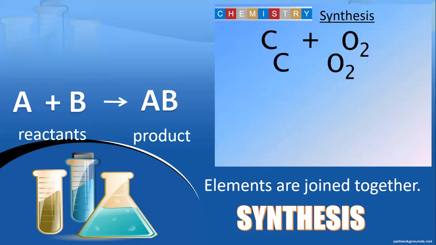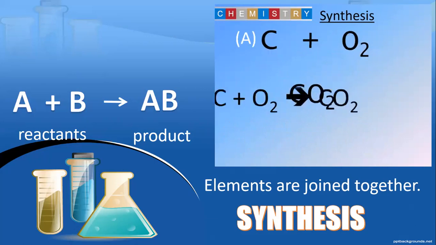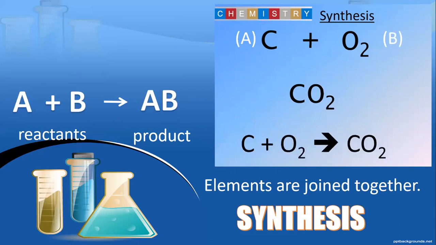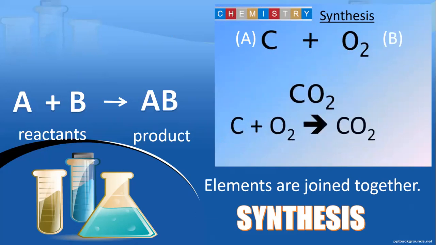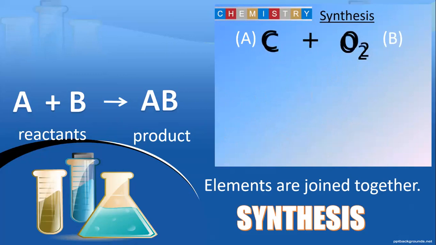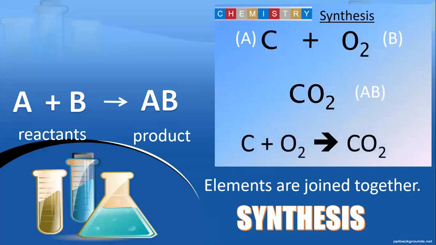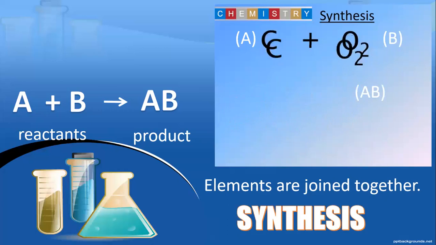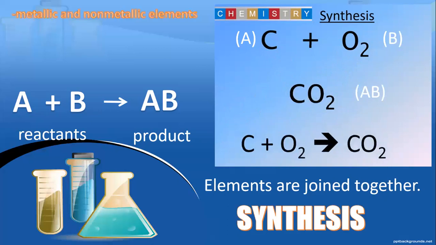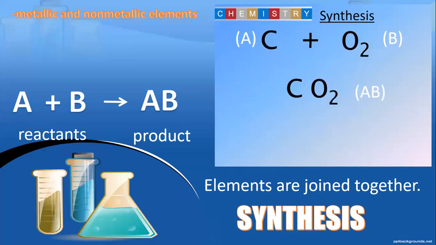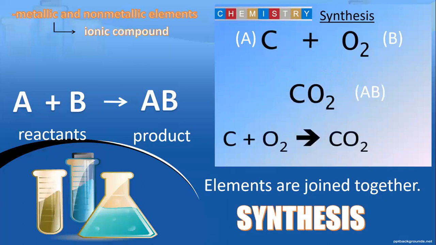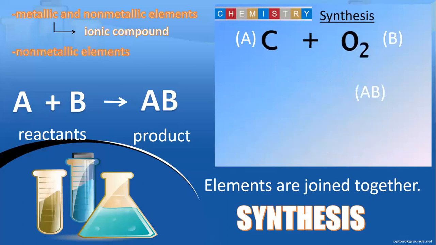For example, we have carbon as element A and oxygen as element B. Once element A and B, the carbon and oxygen, react chemically, they will form carbon dioxide or AB. Synthesis or combination reactions occur between metals and nonmetals to form ionic compounds and between nonmetals to form covalent compounds.